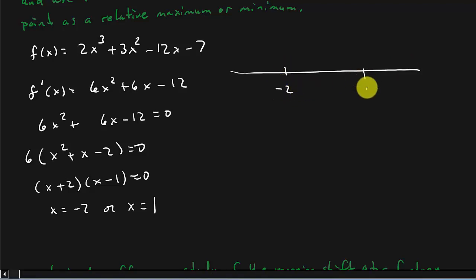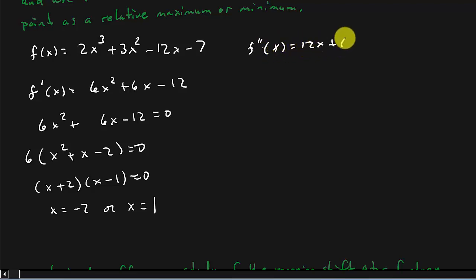So normally, if we were graphing, we would pick x equals negative 3, x equals 0, x equals 2, and see where it's positive and negative. And where it changes from increasing to decreasing, or decreasing to increasing, that's going to determine your relative max and min. But with this second derivative test, you don't have to do that. All we have to do is find the second derivative, which is 12x plus 6. So we just take the derivative of that.